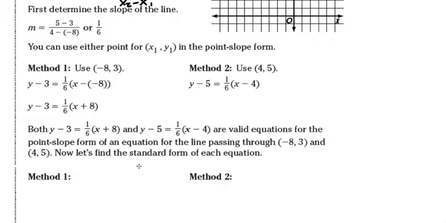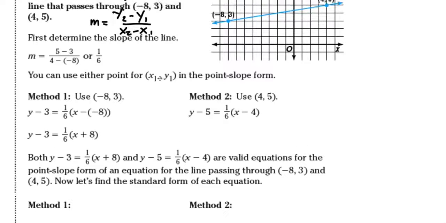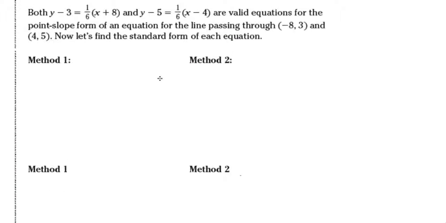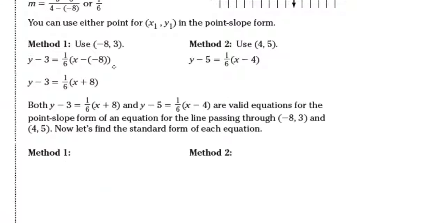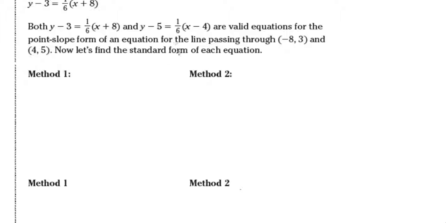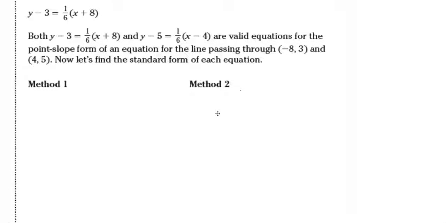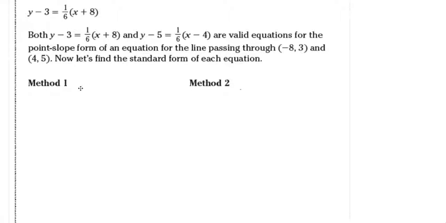So now let's find the standard form of each equation. These are both acceptable point slope forms of an equation for this particular line. Now let's use standard form. We're going to skip this because this is exactly a copy of method 1, method 2. I think I pasted it twice. See? Okay, so we're skipping that. We're jumping over here. So let's find the standard form of those equations.